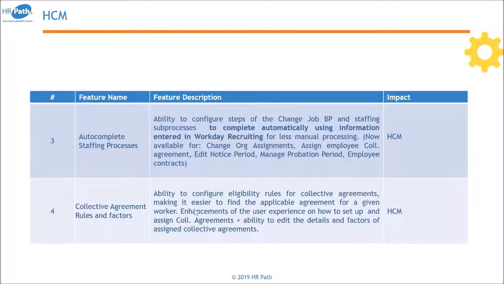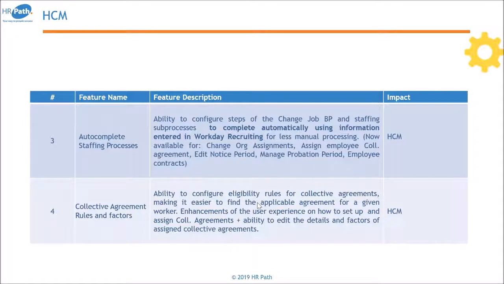Number 4 is the collective agreement changes. So there are now rules and changes with the factors of the collective agreements. So we can now configure eligibility rules for collective agreements. That means that whenever you're changing or updating the collective agreement of a worker, the choices that you're going to be given are going to be applicable to that worker depending on his eligibility, basically.